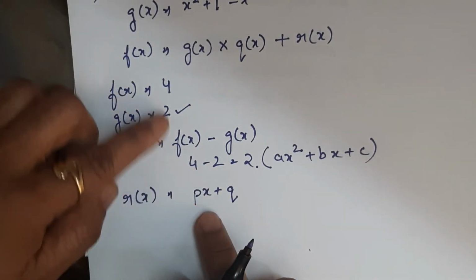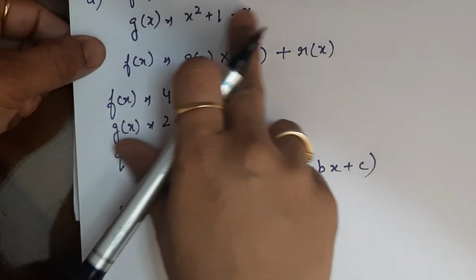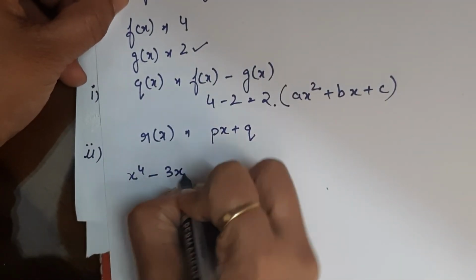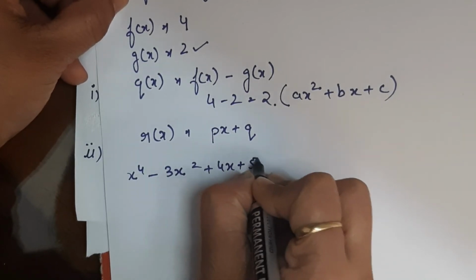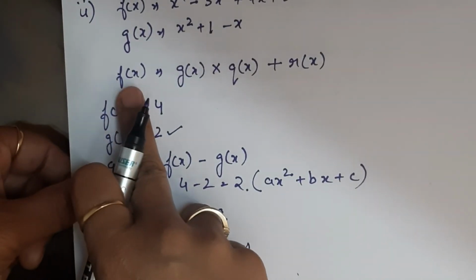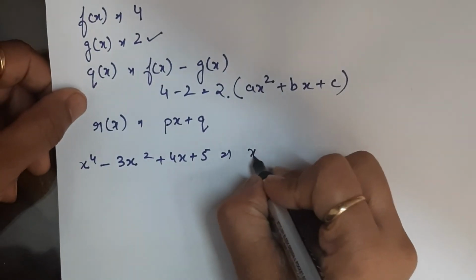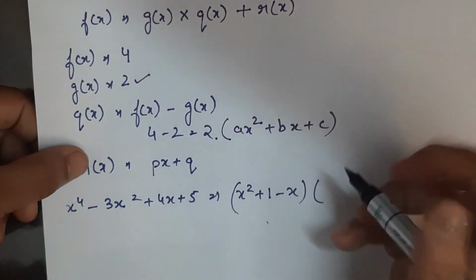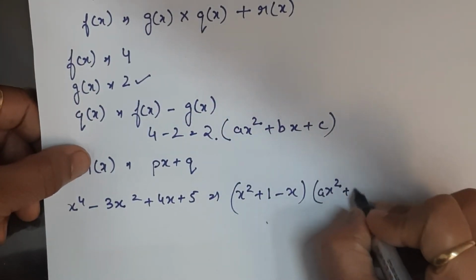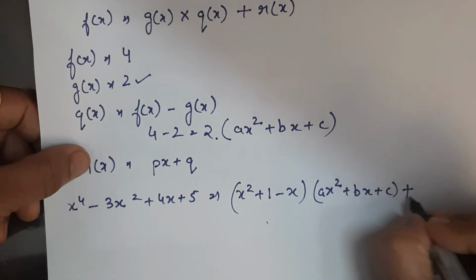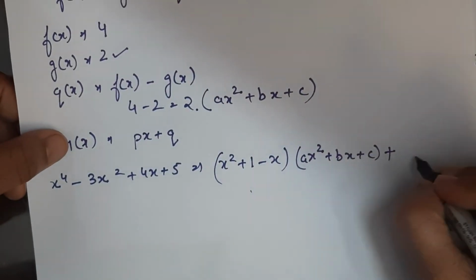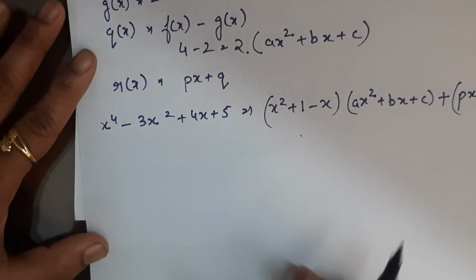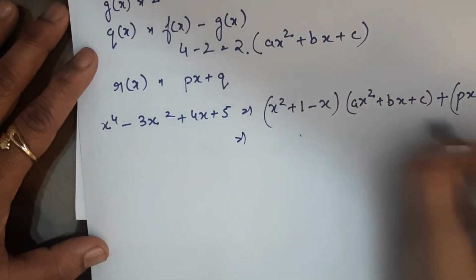Now put these equations in this. fx is given to us. Write it down: x^4 minus 3x square plus 4x plus 5. Now gx is x square plus 1 minus x. Now qx is ax square plus bx plus c, plus r is px plus q. Right, now make the equation.